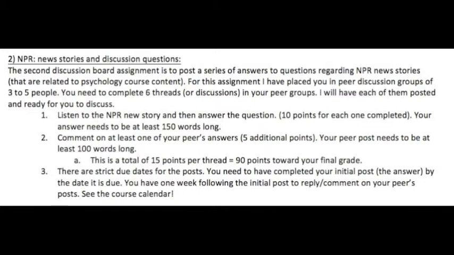Then you have 1 full week after that initial due date to comment on one of your peers' posts, and this is an additional 5 points. Your peer post needs to be at least 100 words long. This comes to a total of 15 points per thread, 90 points towards your final grade. There are strict due dates for the posts. You need to have completed your initial post by the due date on the course calendar, and then you have 1 week to do the peer post on one of your peers' comments. Make sure you're following the course calendar.